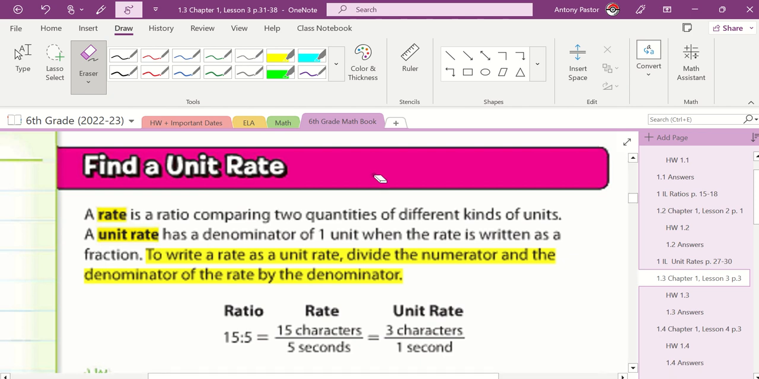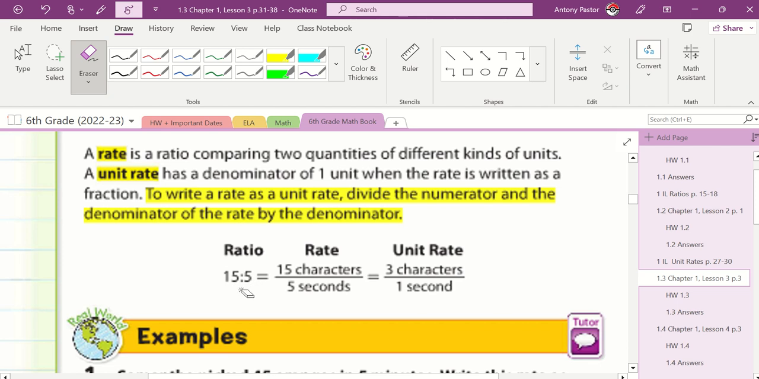So, just like we did in the last example, our ratio was 15 to 5. 15 characters for 5 seconds. That's our rate. Our unit rate would be to divide 5 by 5 to get 1, and 15 by 5 to get 3. So her unit rate is she typed up 3 characters every 1 second.